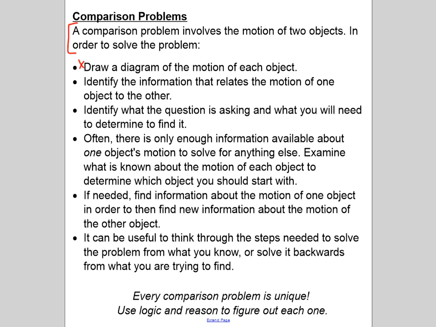Now, there's usually somewhere in the problem something that identifies a relationship between the motion of one object and the motion of the other object. Find that link, because it's not uncommon that you have enough information available about one of the object's motion to solve for what's going on with it, but you need that to be able to solve for something about the motion of the other object. Now, if you need to, then find information about the motion of that first object in order to then find new information about the motion of the other object.